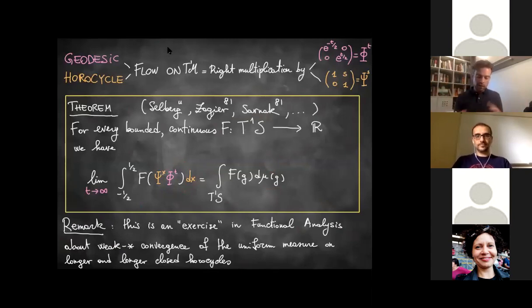Okay, so as I say here, this is basically a fact about the weak star convergence of certain measures sitting on one-dimensional curves. Is the statement of the theorem clear? Is everybody okay with that? So that's a classical result.